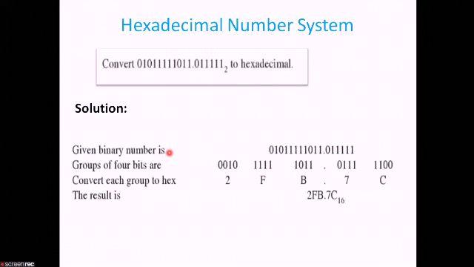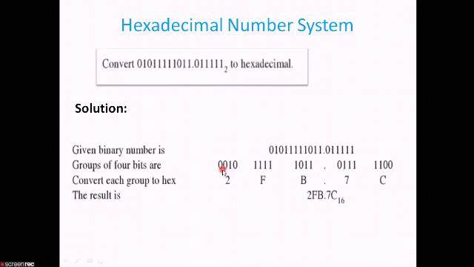You have to make groups of 4 bits and replace each 4-bit group by a hex digit. We have written the given number here, and after that we have made the groups like this. It is 0010; we are adding zeros at the start so it becomes a group of 4. So 0010, then 1111, then 1011.0111, then 11. After that we add 2 zeros, making 1100.